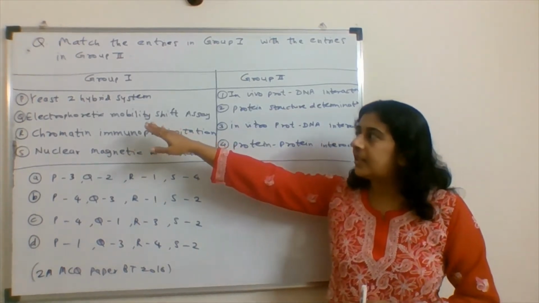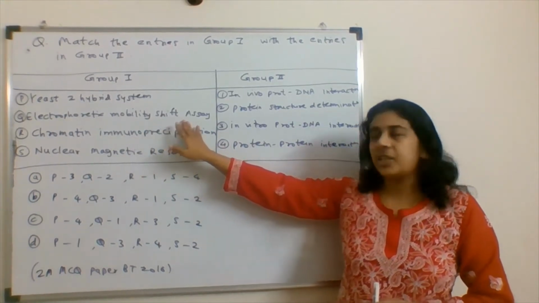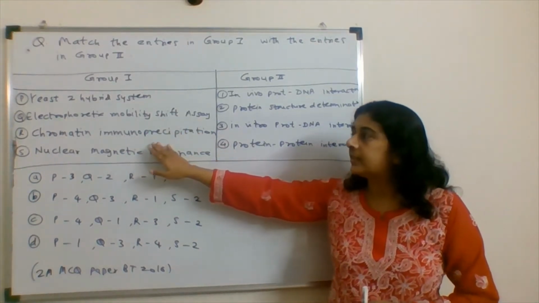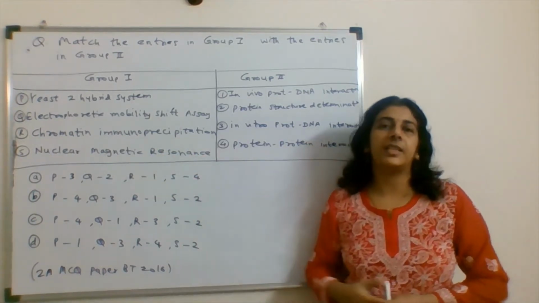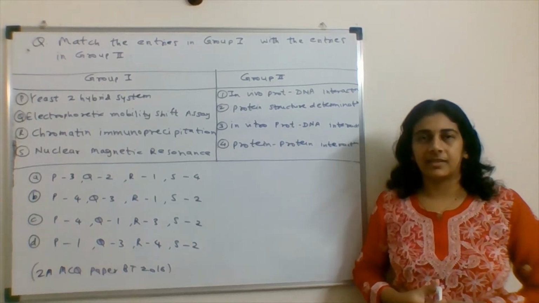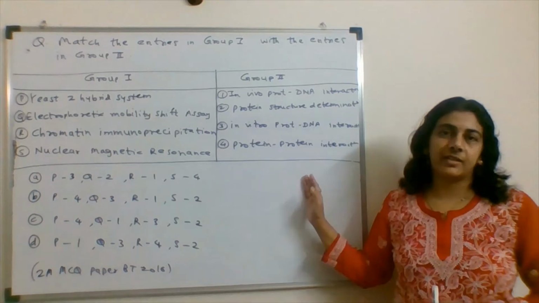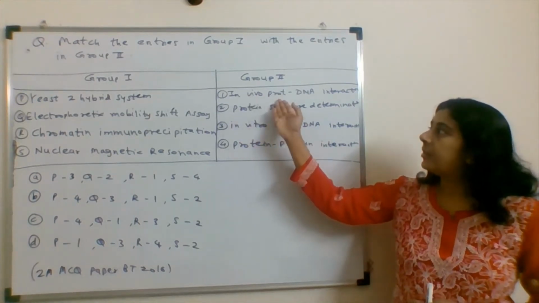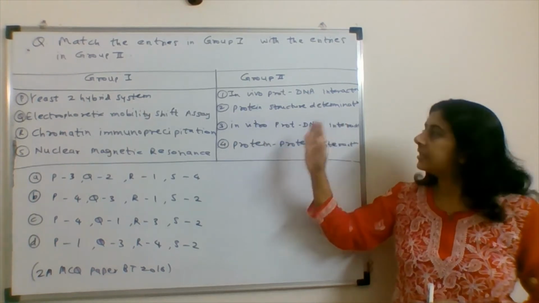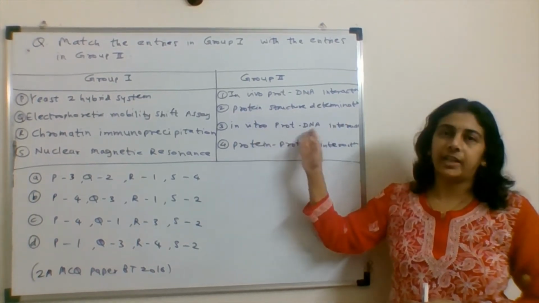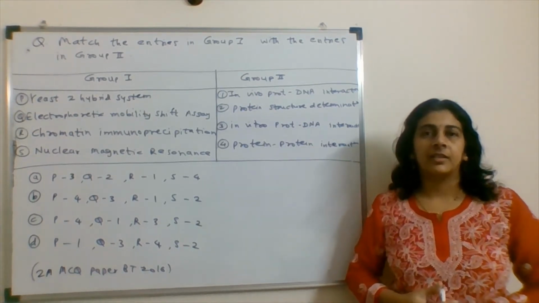So first is yeast 2 hybrid system, electrophoretic mobility shift assay. Then next is chromatin immunoprecipitation, and the last one is nuclear magnetic resonance. So these are the 4 techniques, and here the applications are given as in vivo protein DNA interaction, protein structure determination, in vitro protein DNA interaction, and protein-protein interaction.